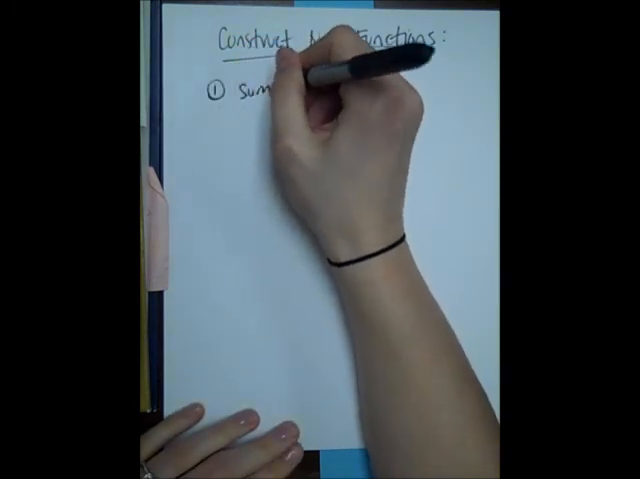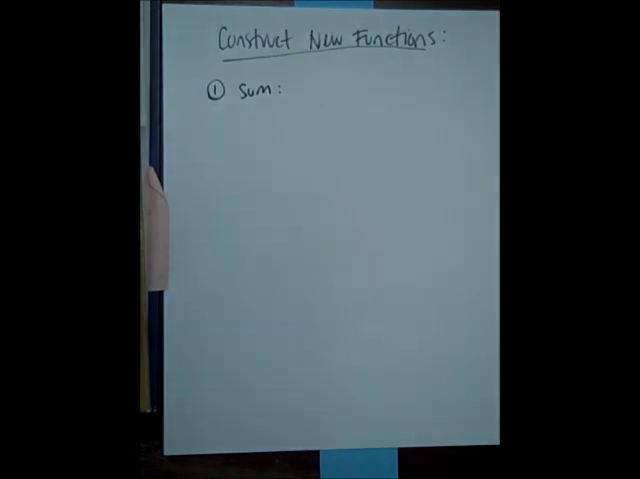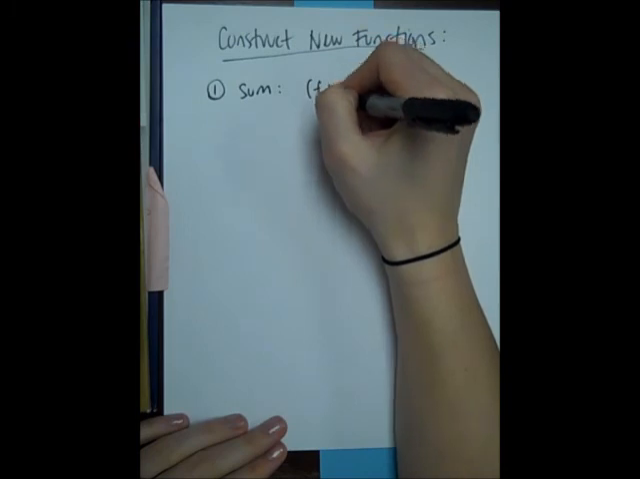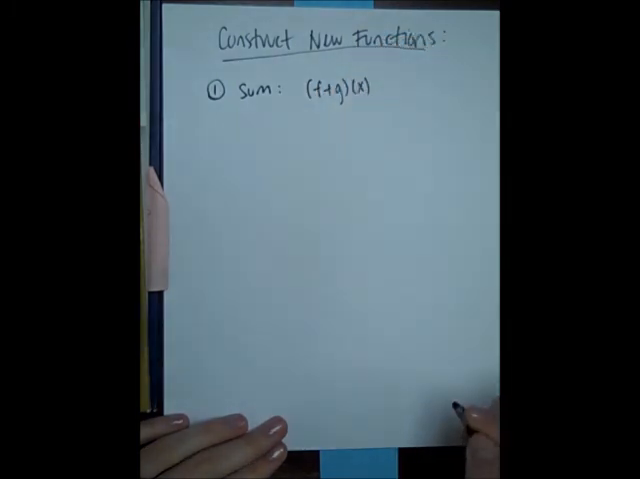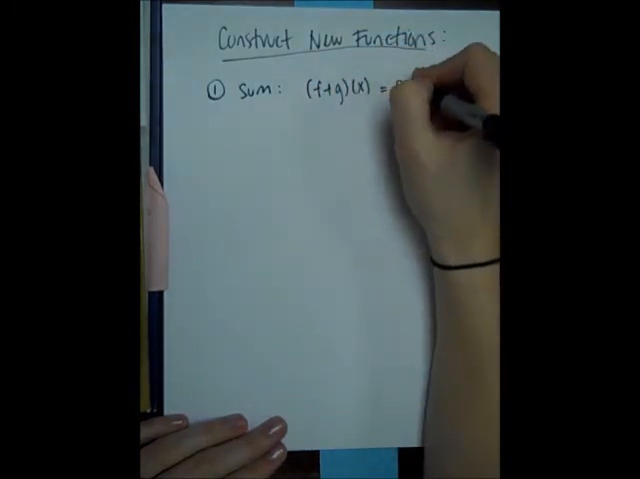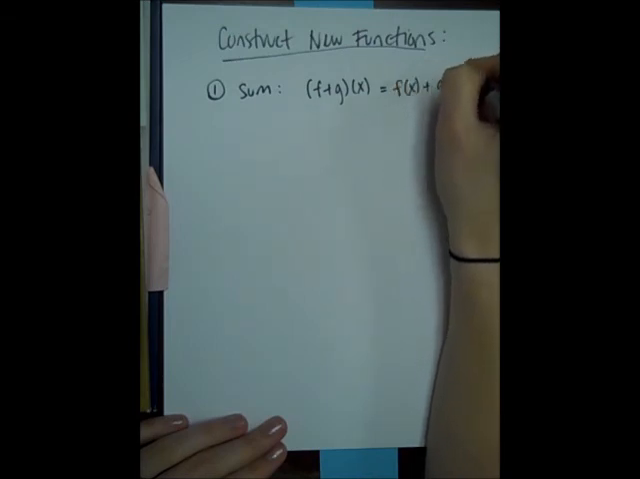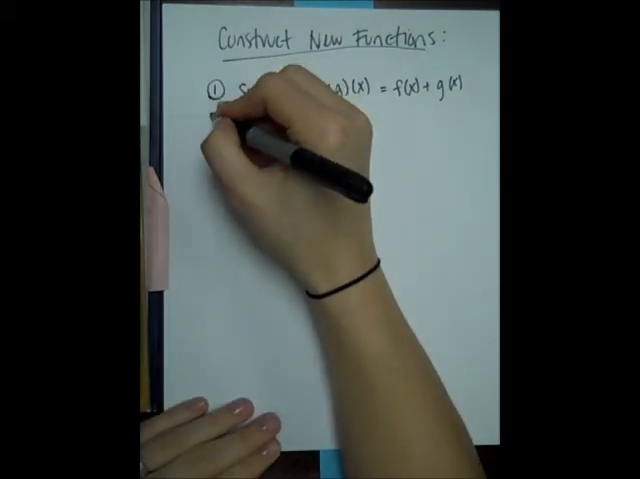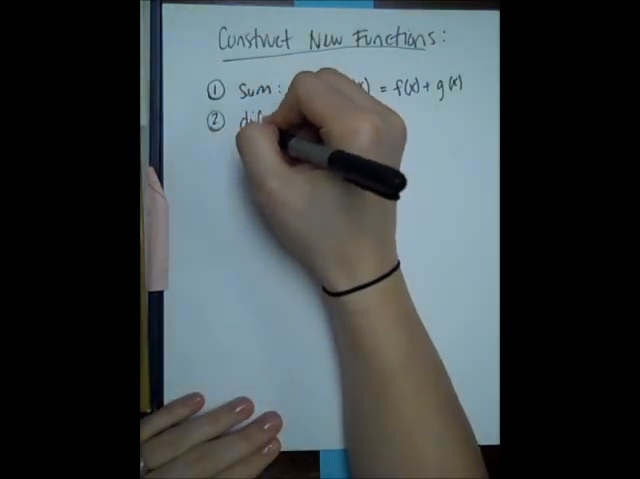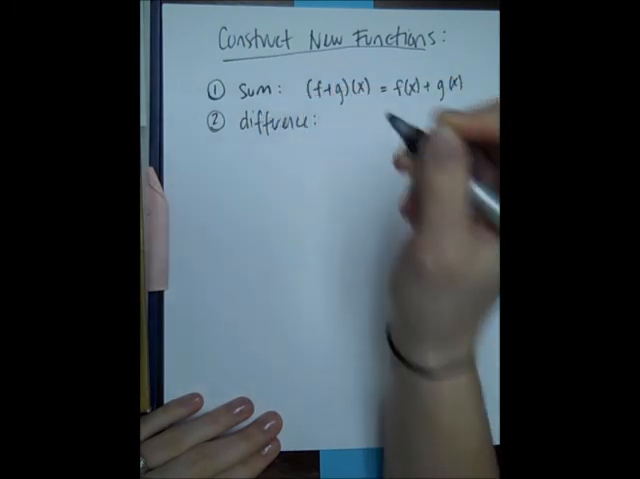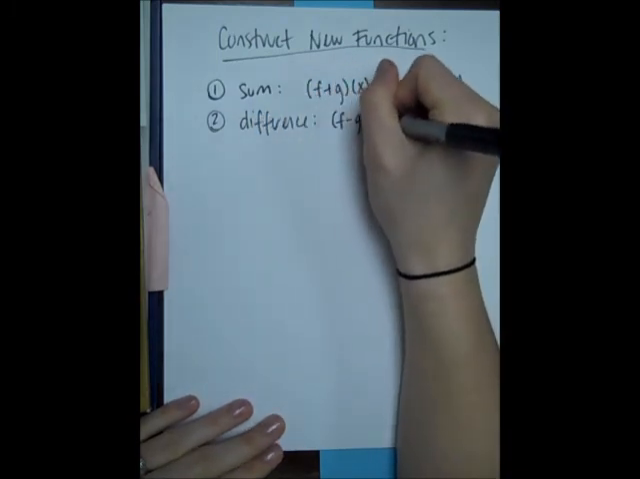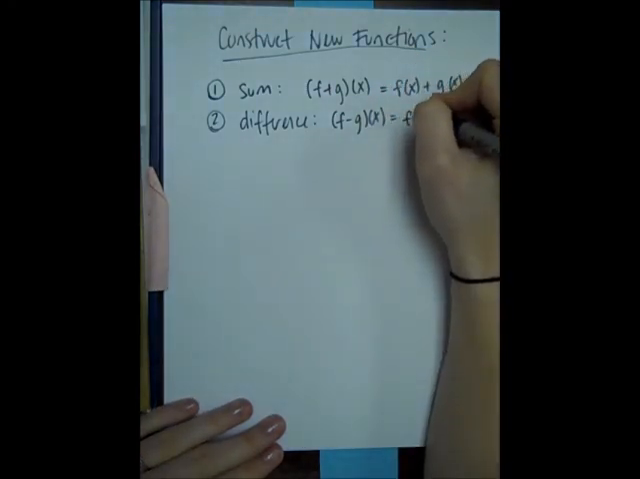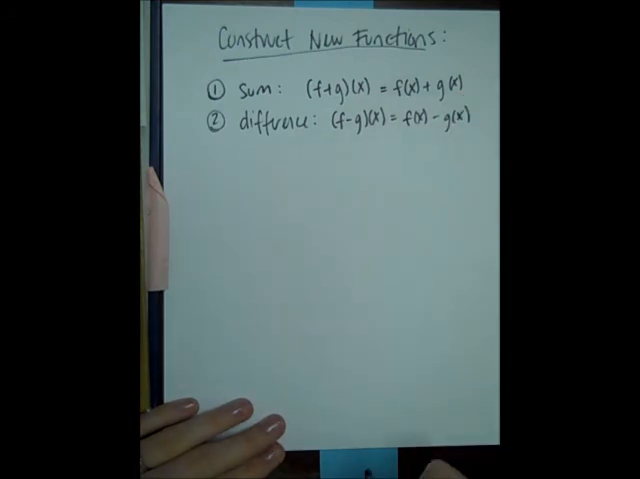One is the sum. So what is the sum of two functions? It's the same thing as the sum of two numbers: adding them up. If I have two functions, f and g, the sum f plus g of x is just taking f of x and adding to it g of x. So that's one way we could construct a new function, by adding them together. Another thing I can do is the difference. F minus g of x is just f of x minus g of x.